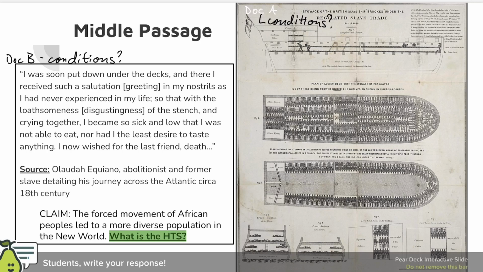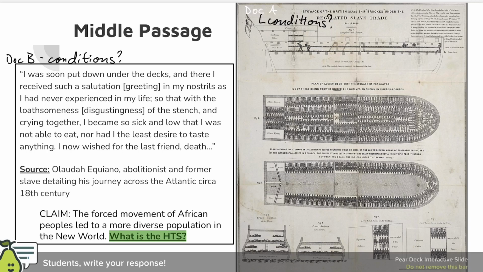So I was soon put down under the decks, and there I received such a salutation in my nostrils. What does that mean, salutation? Okay, so you may have come across this word in Membean, maybe not. Salutation just means a greeting. Okay, but even if you don't know what that word means, you can still summarize the rest of the document without knowing every word.